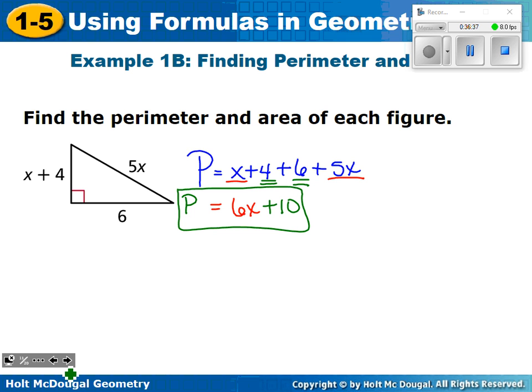It didn't say solve for x. You're not trying to go back and plug x in. You're just finding the perimeter with an algebraic expression. Does that make sense? Do they give me units? No. So you can leave them off, or you can write the word units or put a U. Area. Notice it says both. What's my formula for area for a triangle?